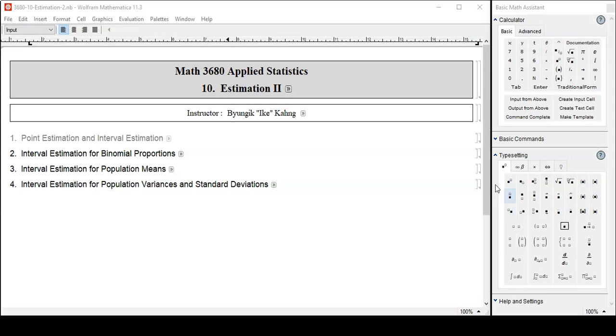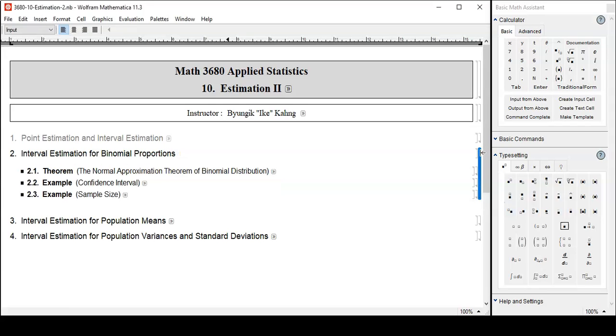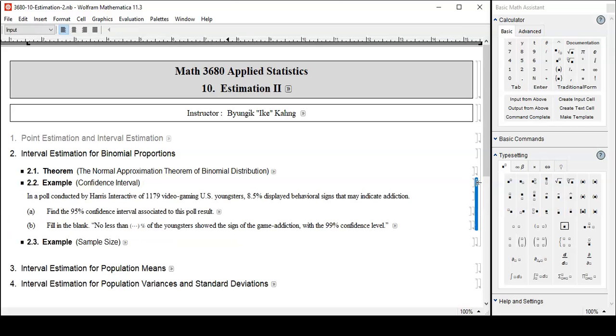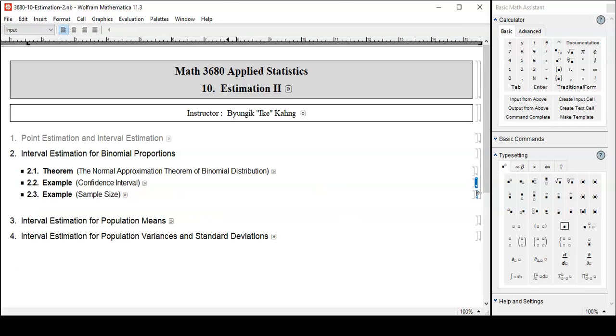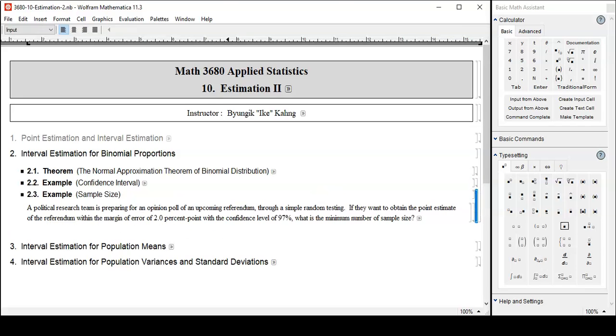Hello students, welcome back. We just went through a confidence interval and confidence bound problem for binomial proportions. Now let's consider a sample size problem. Please stop the playback and read through.